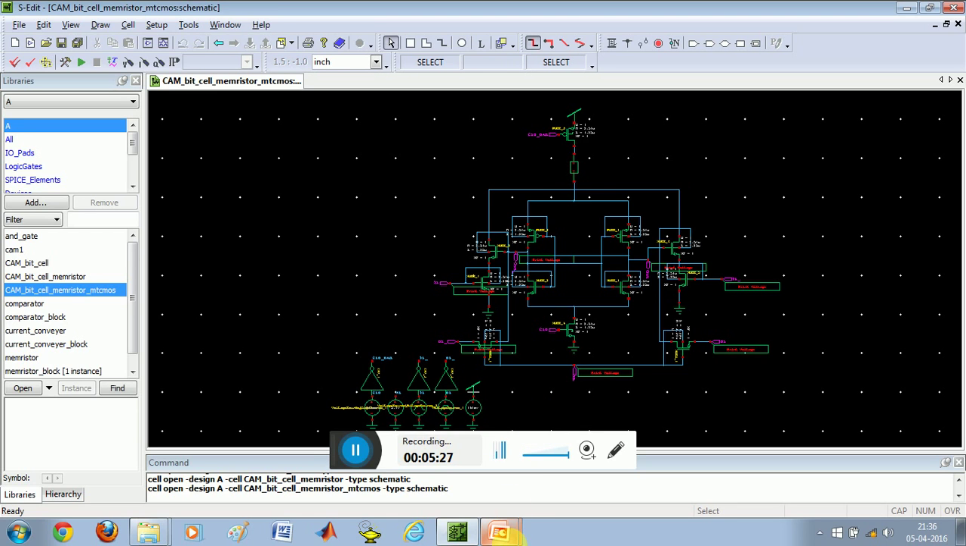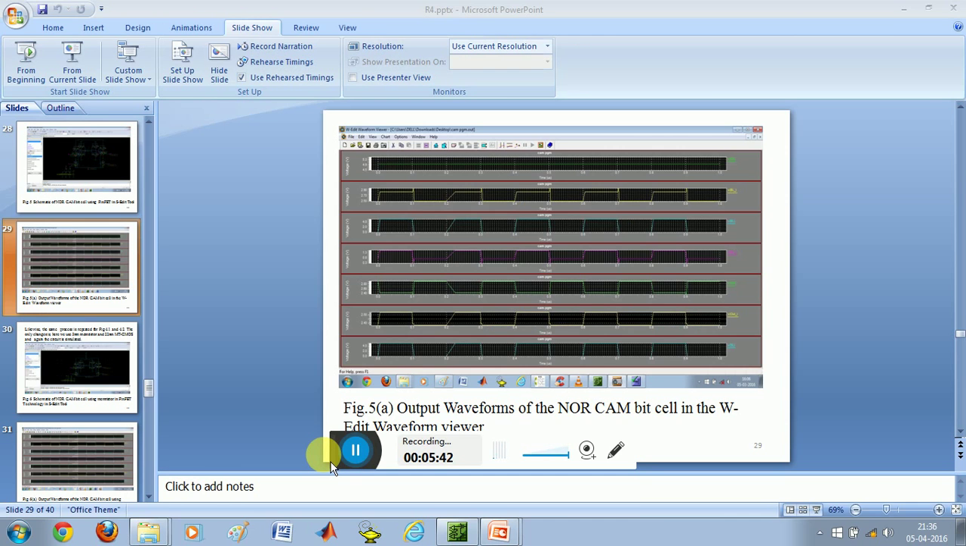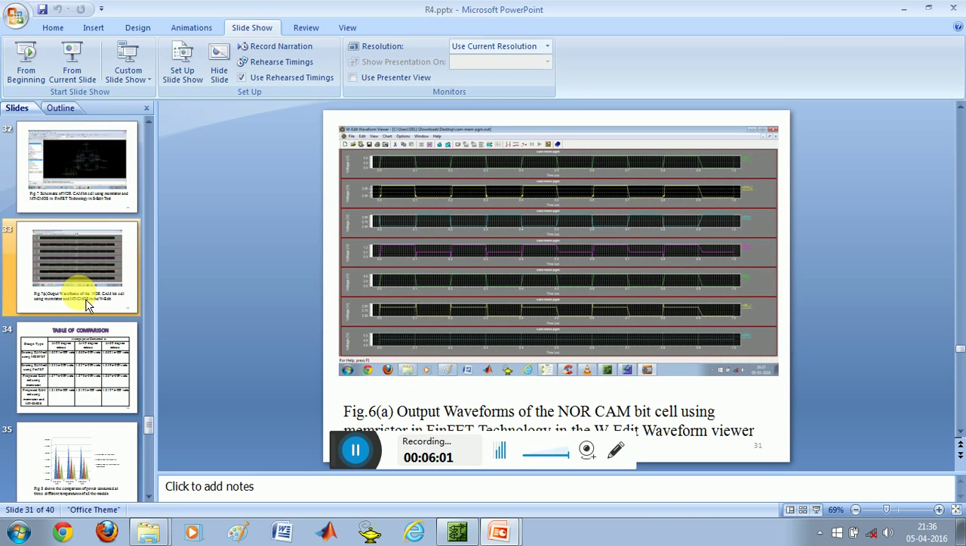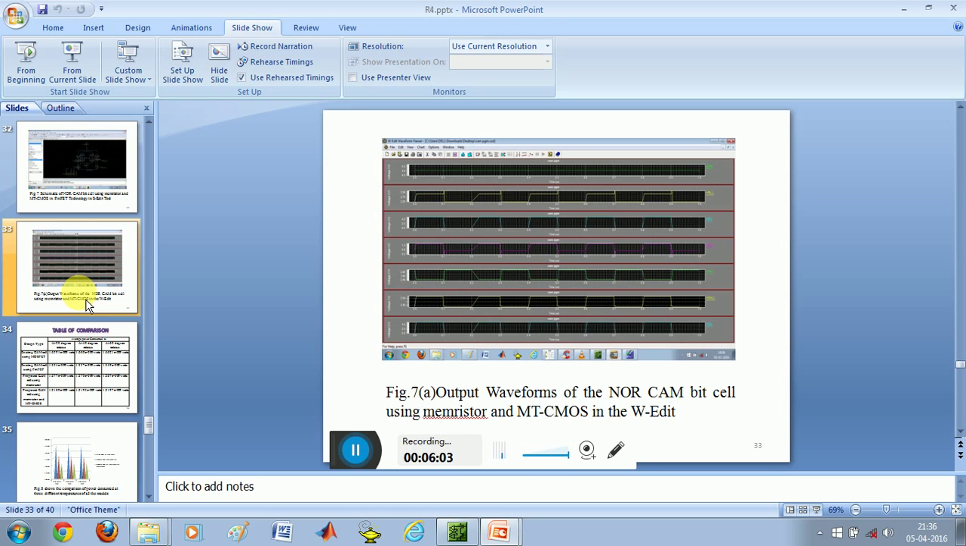After drawing the circuit in the S-Edit tool, we get the output in the W-Edit waveform and the power values in the T-Spice. The operation of the CAM using conventional design and proposed design must be the same. The only difference is that it has to reduce the power values. This is the output of the NOR CAM bit cell using conventional design, and this is for the proposed design using memristor, and this is for the proposed design using memristor and MTCMOS.